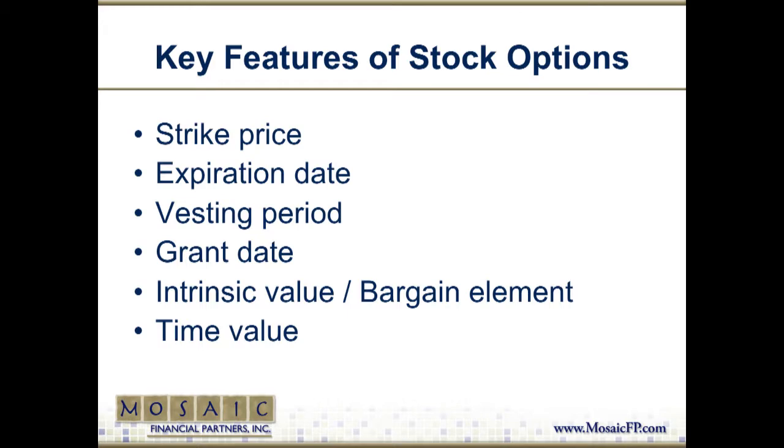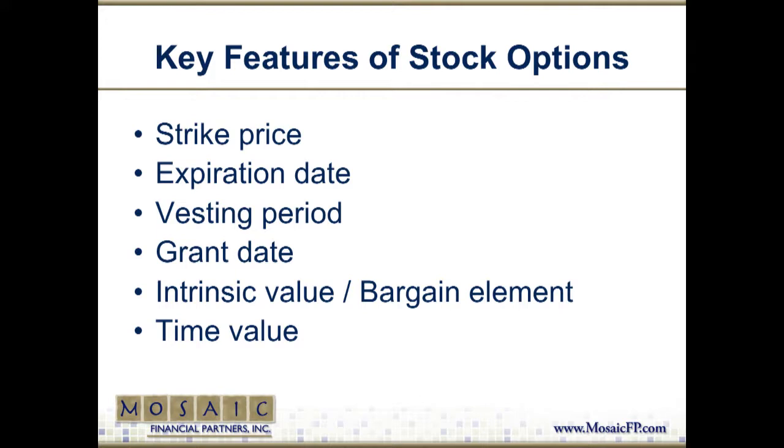We'll talk a little bit about a couple of concepts of value. One concept is intrinsic value, and it's also called the bargain element. This is the difference at any point in time between the strike price of the option, the price at which you can actually buy the stock, and the current stock price. If the current stock price is higher than the strike price, then there's an intrinsic value there, and that's the difference between the two.